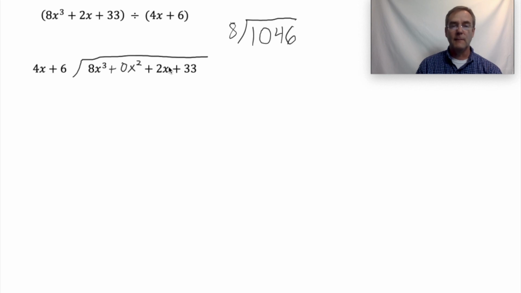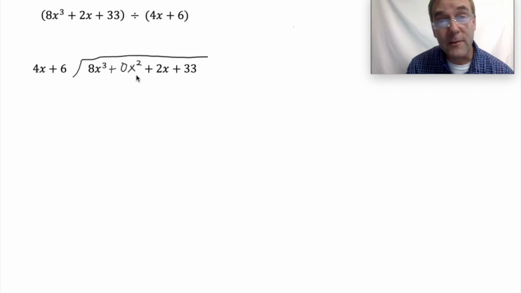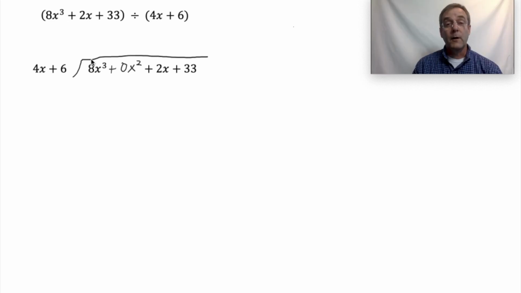And now I have a column for every kind of term. And finally, before I get started, I'm going to warn you, this one's not going to work out evenly. That's okay. Sometimes they don't. You have a remainder. Here we go. I'm going to do this one a little faster, but I'm still going to talk you through it. 4x plus 6 goes into this some number of times.